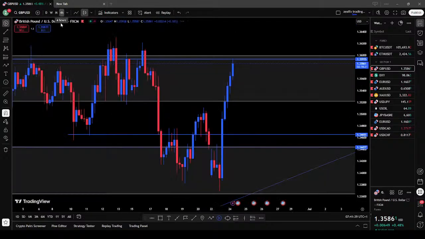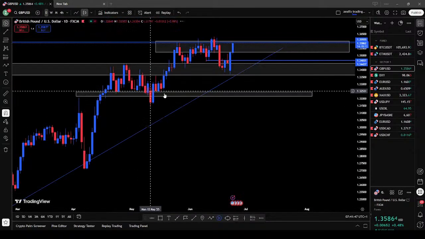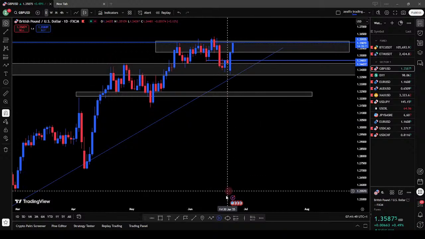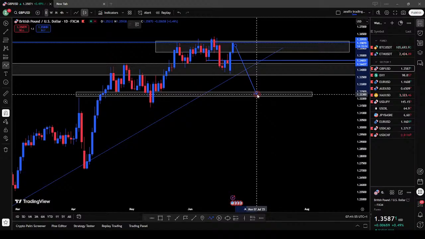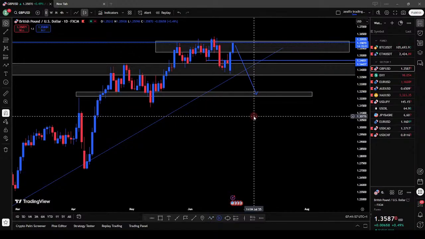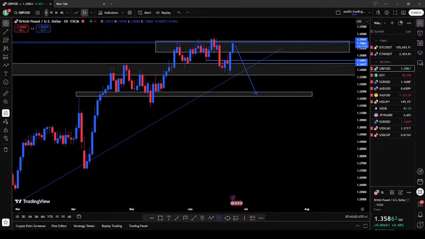So let's check our 4-hour chart. Price tested this particular level as spotted here. Once we have a signal on the daily chart, we are selling the GBPUSD to this downside, to this next support level on the weekly chart. So let's be patient and wait for price to give us a setup for us to sell the GBPUSD.